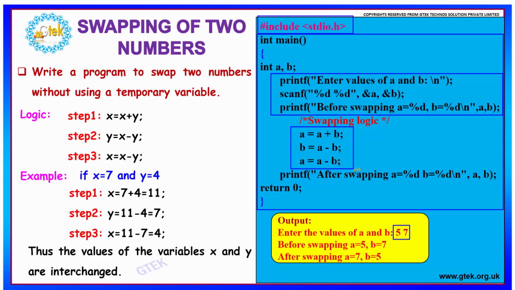That is, A is nothing but the sum of both the numbers, and I am assigning the difference between the sum of both the numbers and A to be B. So that gives the value of A to be assigned to B. And further, the value of A will be nothing but sum minus the current value of B, that is nothing but A. So when I am subtracting A from the sum, I'll get B again. So that is assigned to your A.